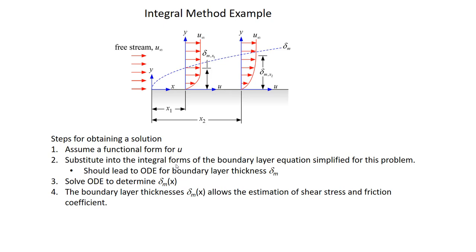And then finally, once we have solved for the boundary layer thickness as a function of position, that will allow us to solve for the shear stress as a function of position. And actually, eventually, we'll get the friction coefficient, and we can compare that to the exact solution, which is called Blasius's solution. It's a self-similar solution. So those are the steps that we'll go through today.